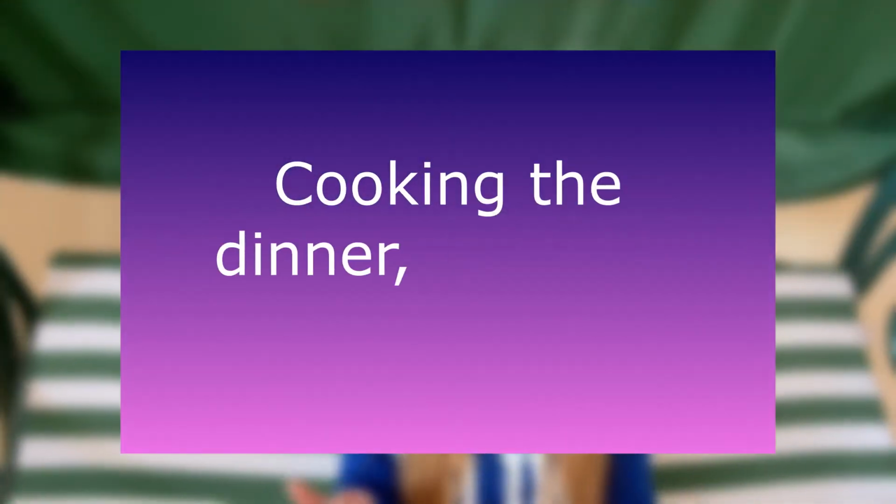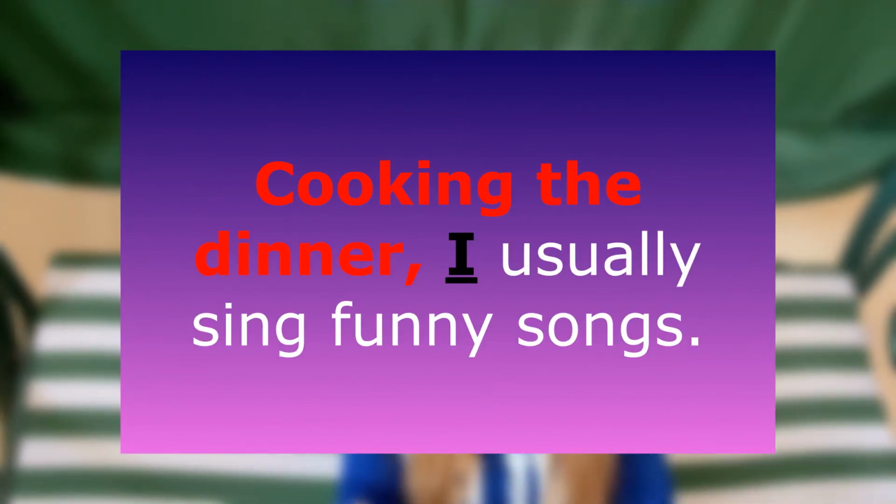Let's look at some examples. Cooking the dinner, I usually sing funny songs. I have my subject and verb, I sing. Here I is the antecedent because we have the additional participle clause to this antecedent and we have placed it before I. Cooking the dinner, I usually sing. Sing is the main action and we have the additional action to that main action sing. It's cooking.